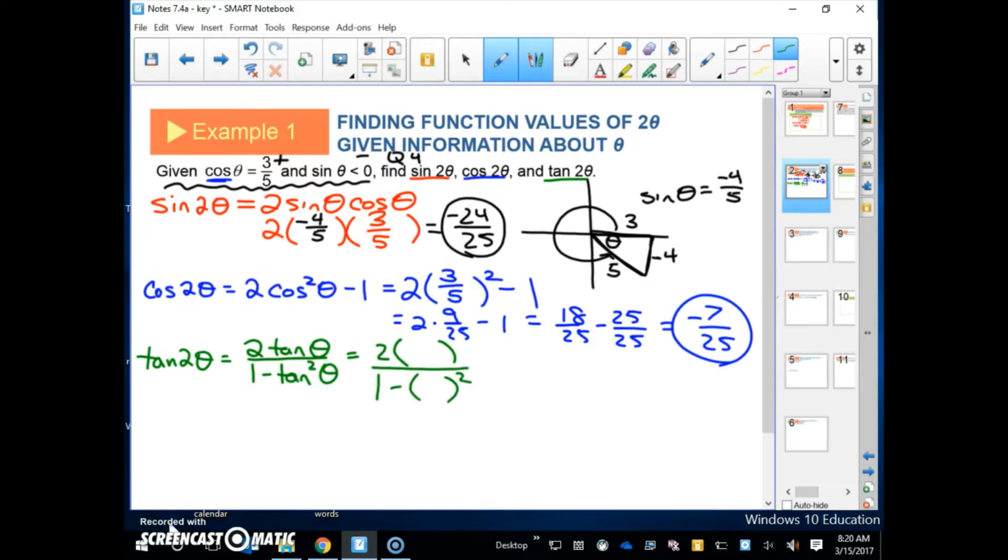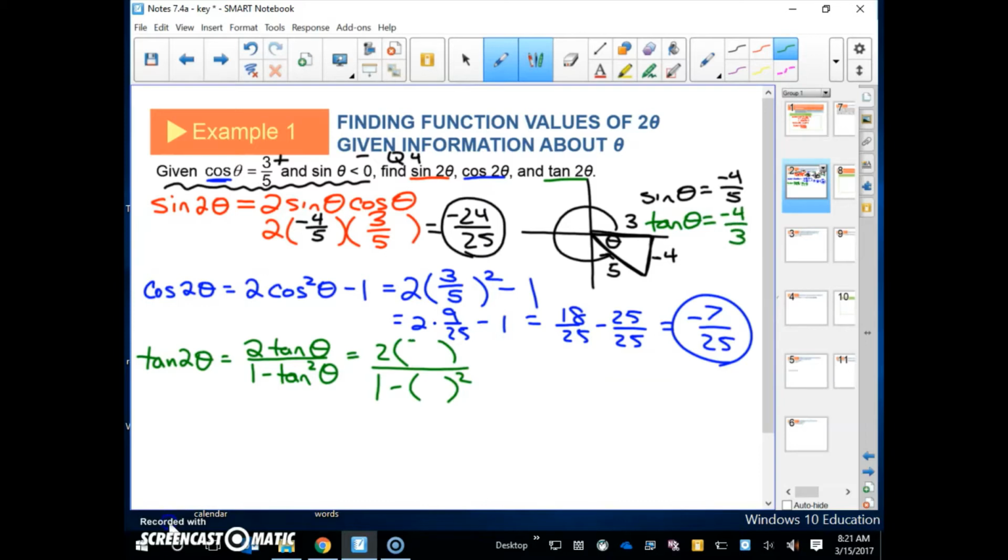And I don't know what tangent theta is. Okay? When I can figure it out, go back and look at the picture that we already drew. You can use identities, but I'd rather look at the picture. If I look at this picture, remember tangent theta's ratio is y over x. So can anybody tell me what tangent theta is from this picture? Negative 4/3, right, y over x, negative 4/3.